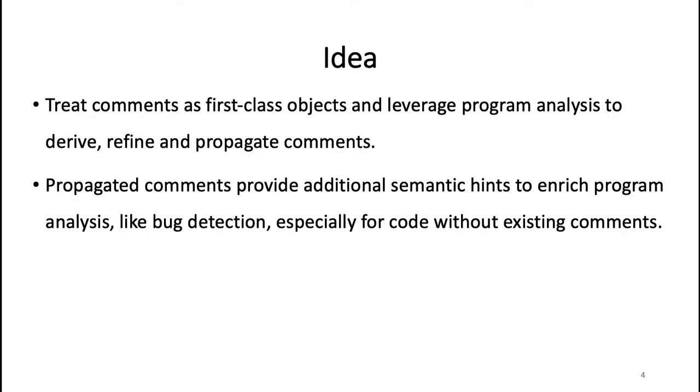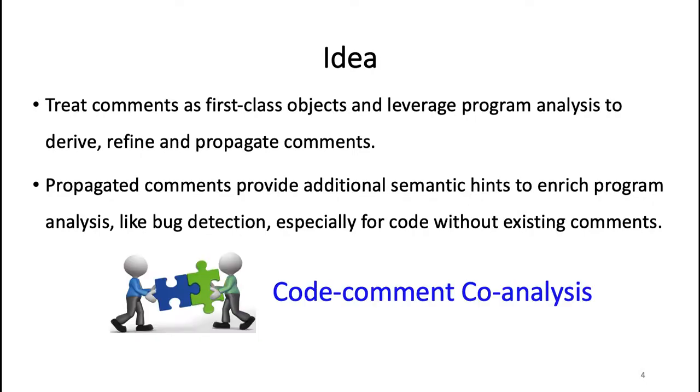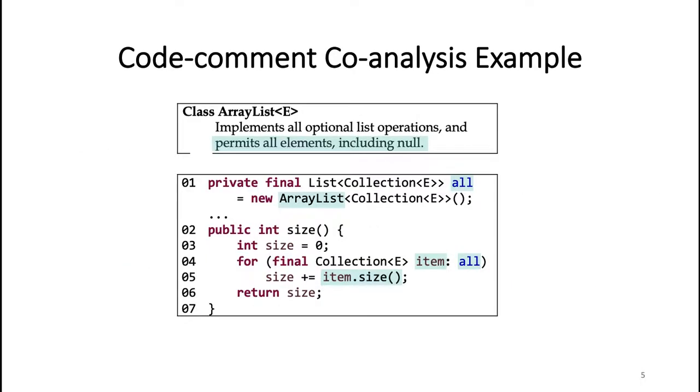With propagated comments, we can have additional semantic hints, and we can use such hints to enrich program analysis. For example, we can detect bugs by cross-checking code with propagated comments. In this way, we can achieve the goal of code comment co-analysis. This is a typical code comment co-analysis example.